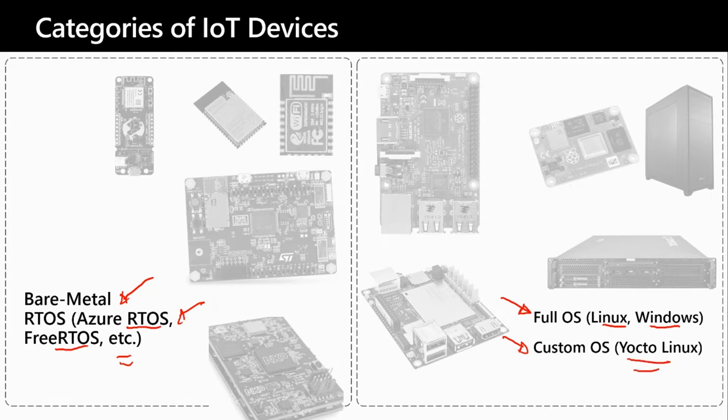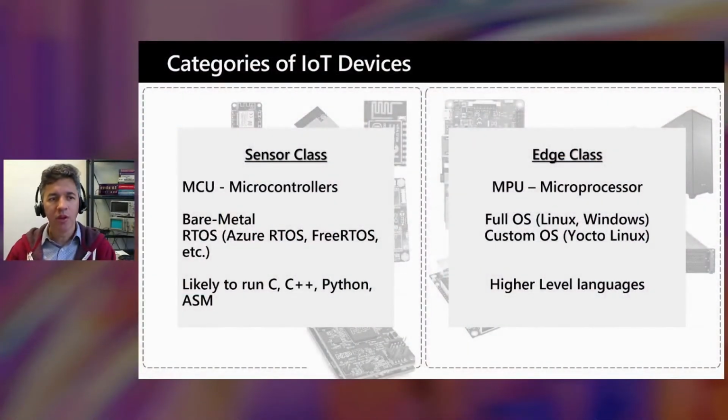But for us here at the device team, we are pretty much looking at a categorization that will look at these two main categories. The first one will be the sensor class category. And the sensor class is defined by being based on microcontrollers. They will be running bare metal or some sort of real-time operating system, Azure RTOS, FreeRTOS, as I said. And they will likely be running something like C, C++. We're seeing more and more Python, with microcontrollers capable of running Python, or some sort of assembly.